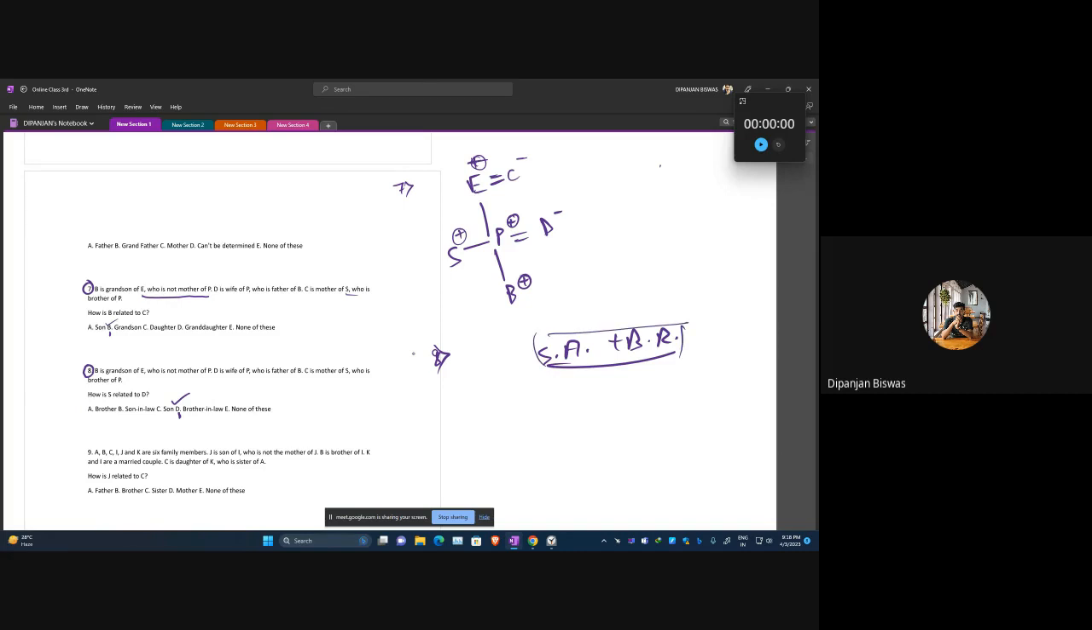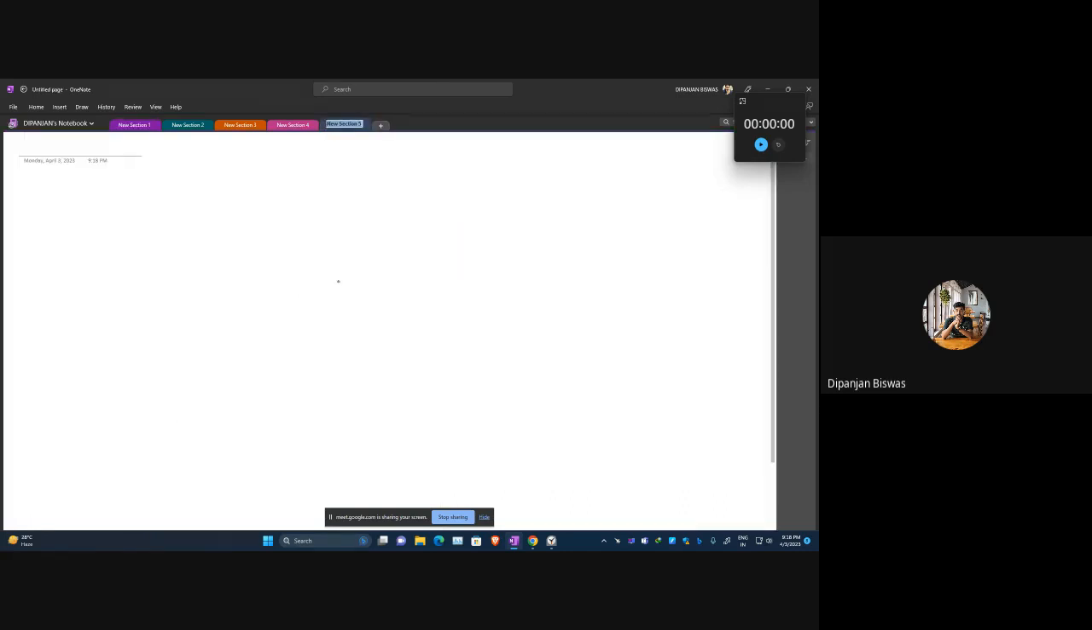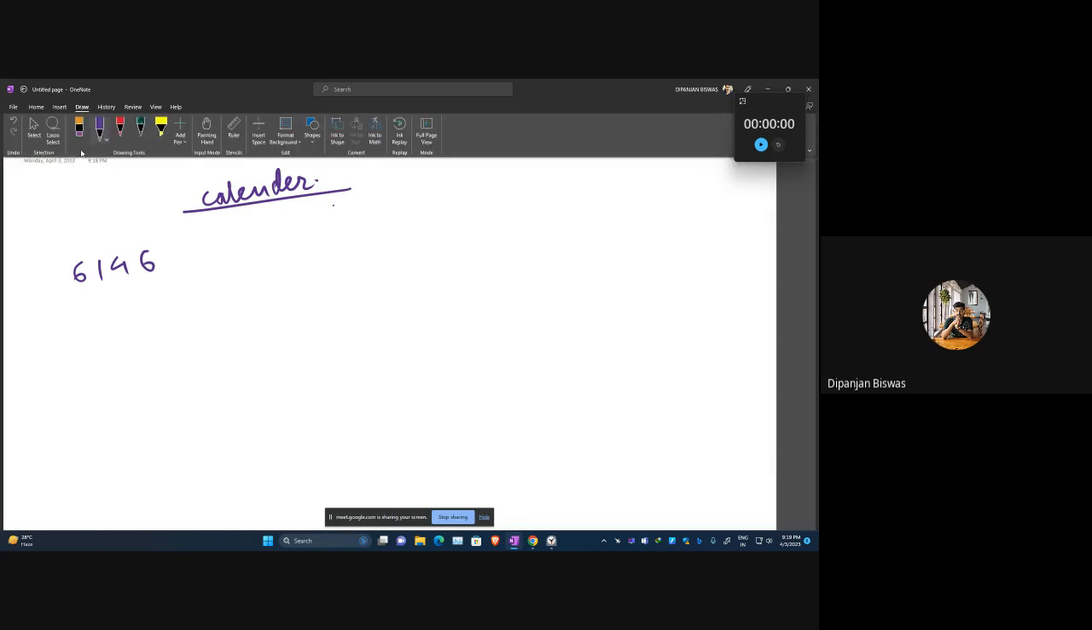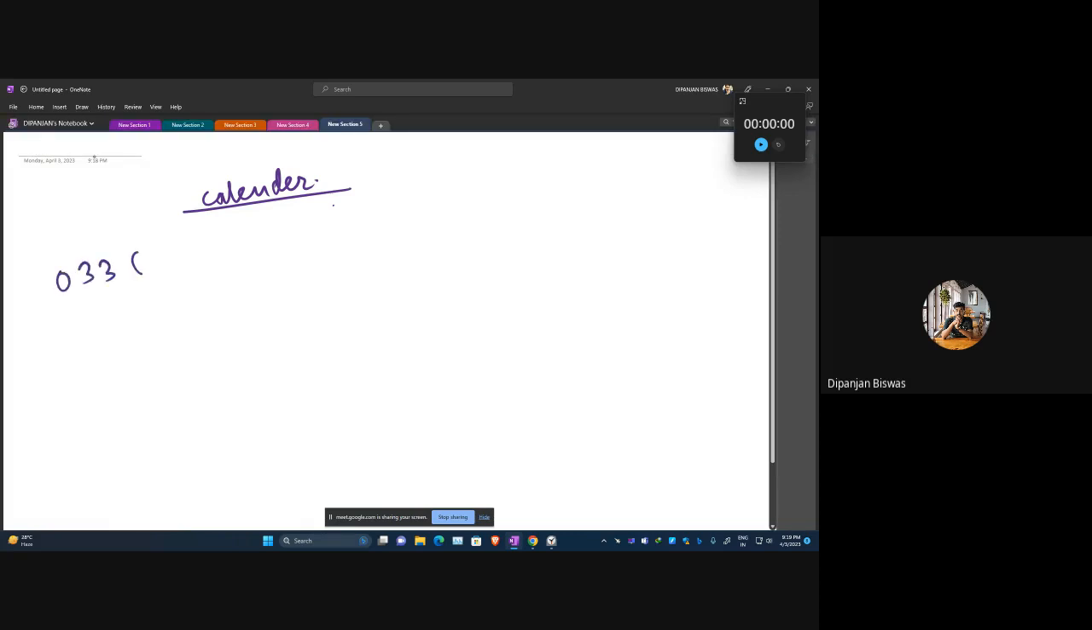So I will just tell you a few things about calendar now, and then we'll come to conclusion of our session. So about calendar, you need to remember a few things, like you need to remember this numerical code: 033 6146 25035. You need to remember this number. Think of it like an Aadhaar number or anything else. Just remember it.